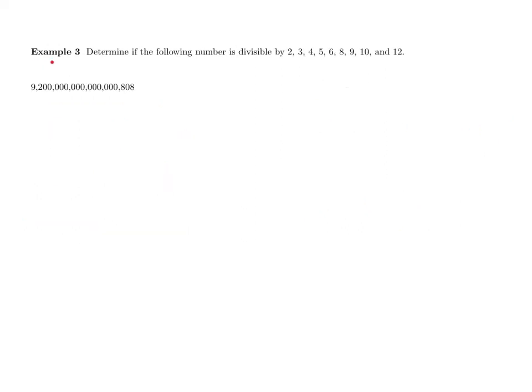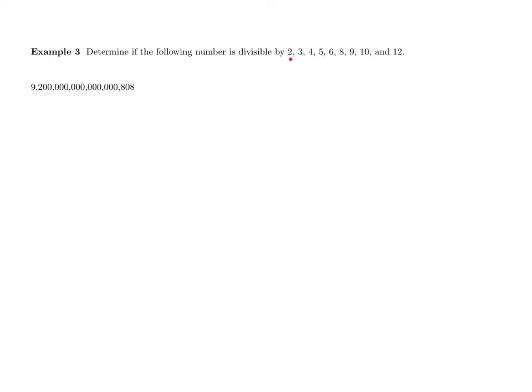In our last example, example 3, I again want to see if some number is divisible by any of these. The difference here is this is a very large number. I would not want to use long division, and this might not even be possible within a given calculator. But all of our rules still apply.